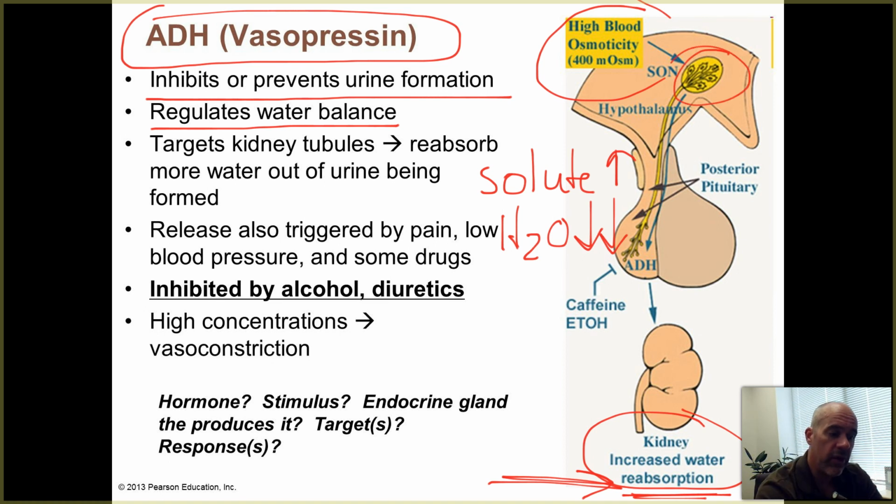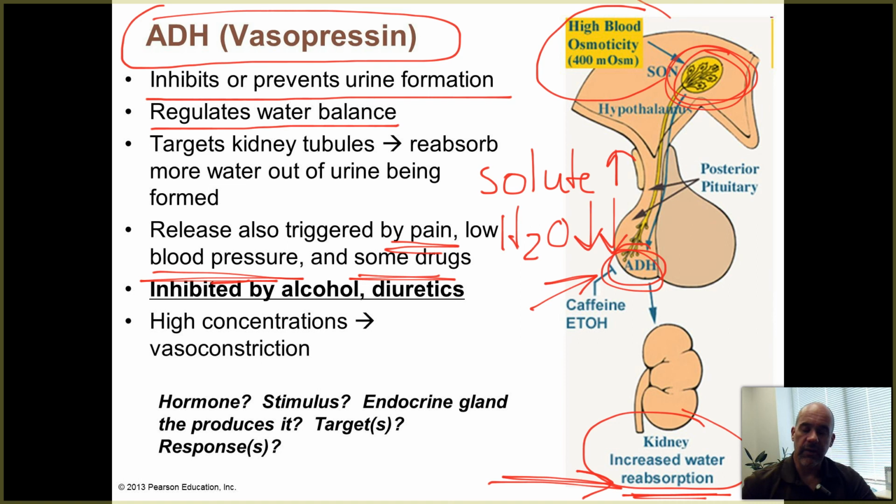So you have neurons in the hypothalamus that are capable of detecting that. That's the stimulus. They realize that the solute concentrations have gotten higher, and that triggers them to produce and secrete ADH out of the posterior pituitary. This diagram has it flipped, so the posterior pituitary is on the left and the anterior pituitary is on the right. So don't be surprised as you see that flip back and forth from diagram to diagram. Some other things that can trigger ADH release: pain, low blood pressure. There are certain drugs that can trigger this to be released as well.